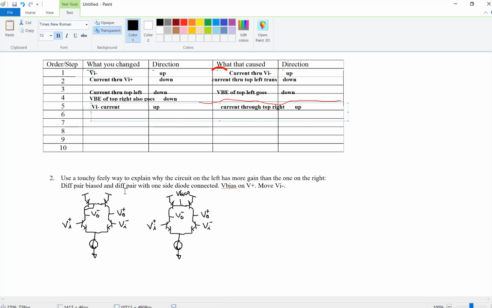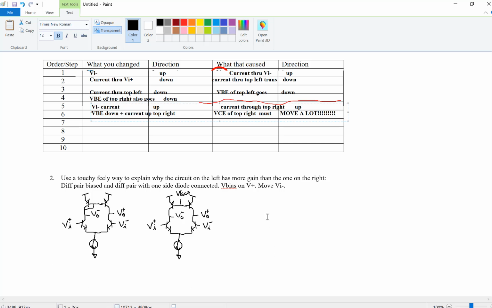So it's two things here. VBE down plus current up for top right. What happens is VCE of top right must move a lot.